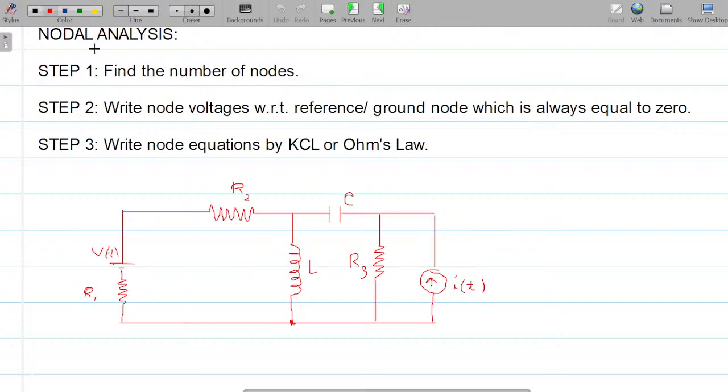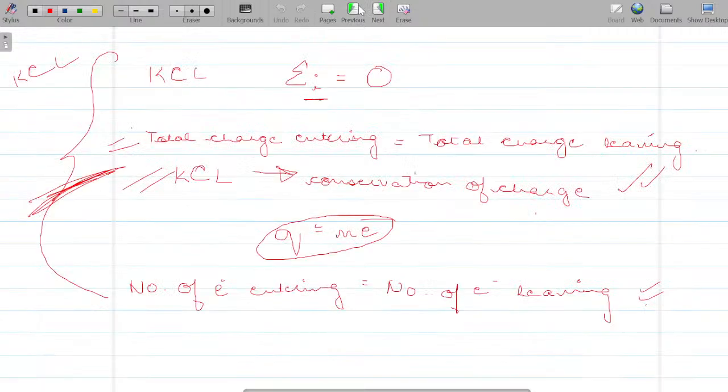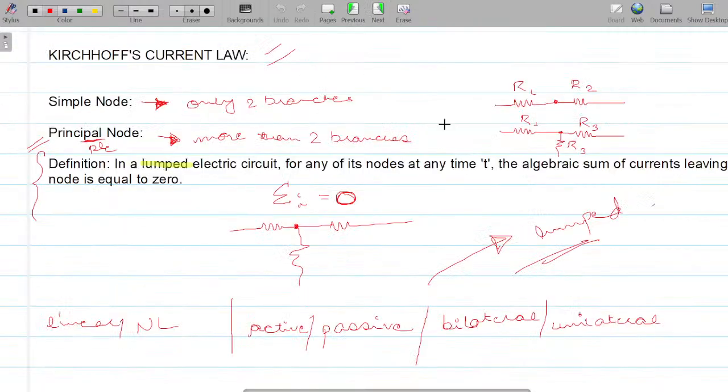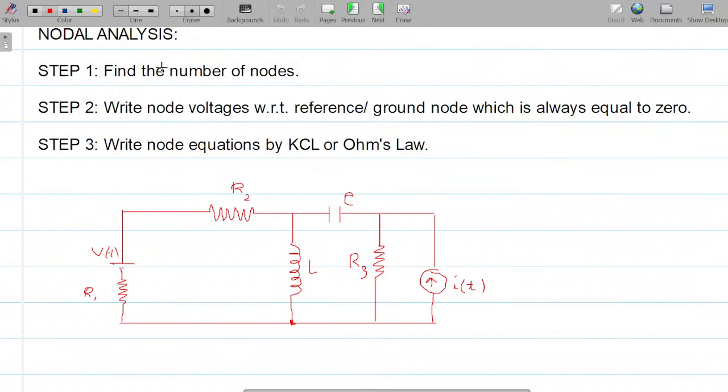So in nodal analysis, what would be step number one? You will have to find the number of nodes. Now what were nodes? In the previous slides, what did we see as the definition of a node? Anywhere there was an interconnection between two branches or more than two branches would qualify as a node. So the first thing we need to do in nodal analysis is find the number of nodes.